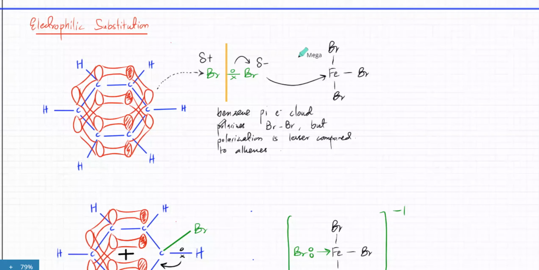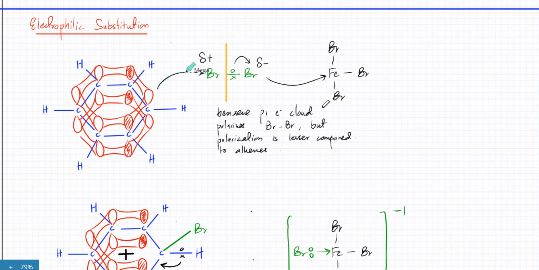Is that idea clear? That the polarization is now increasing because of this catalyst that's added. Is this clear? Zaib, clear? Yes, sir. Achha, now what will happen is that the bromine has a very strong positive charge.